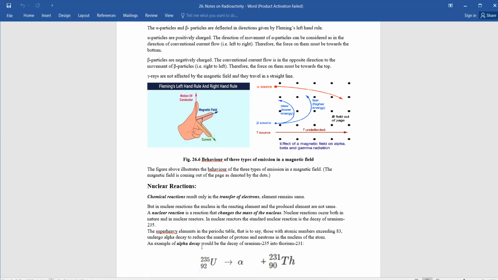Okay, Adnan. Tell me. Look, here we have one condition, that is the magnetic field is coming out of the page, as denoted by the dots.